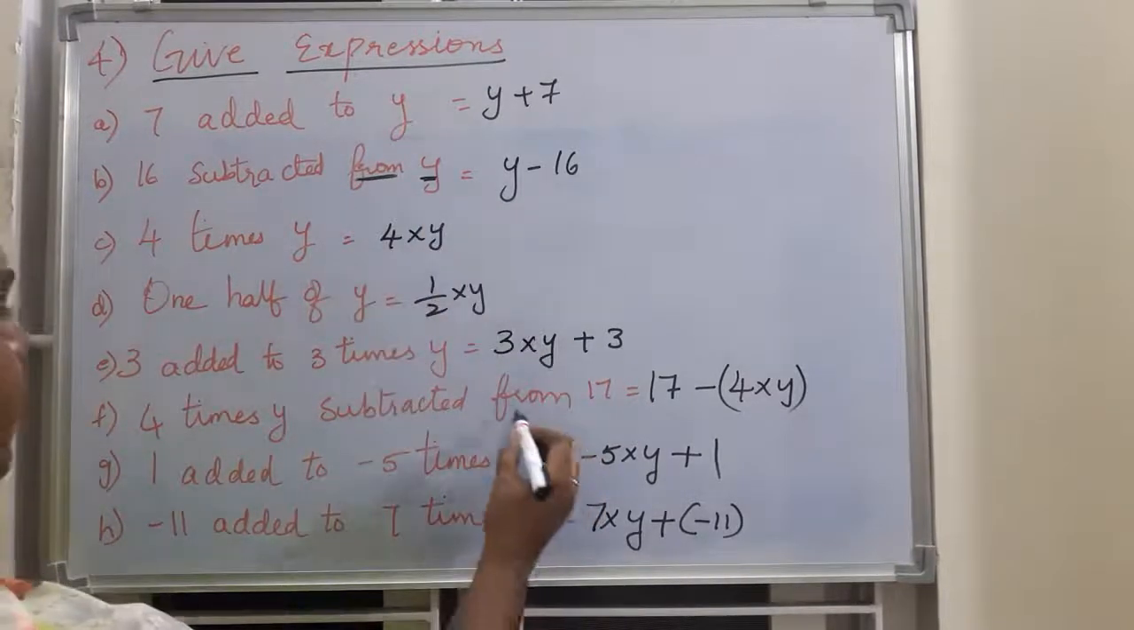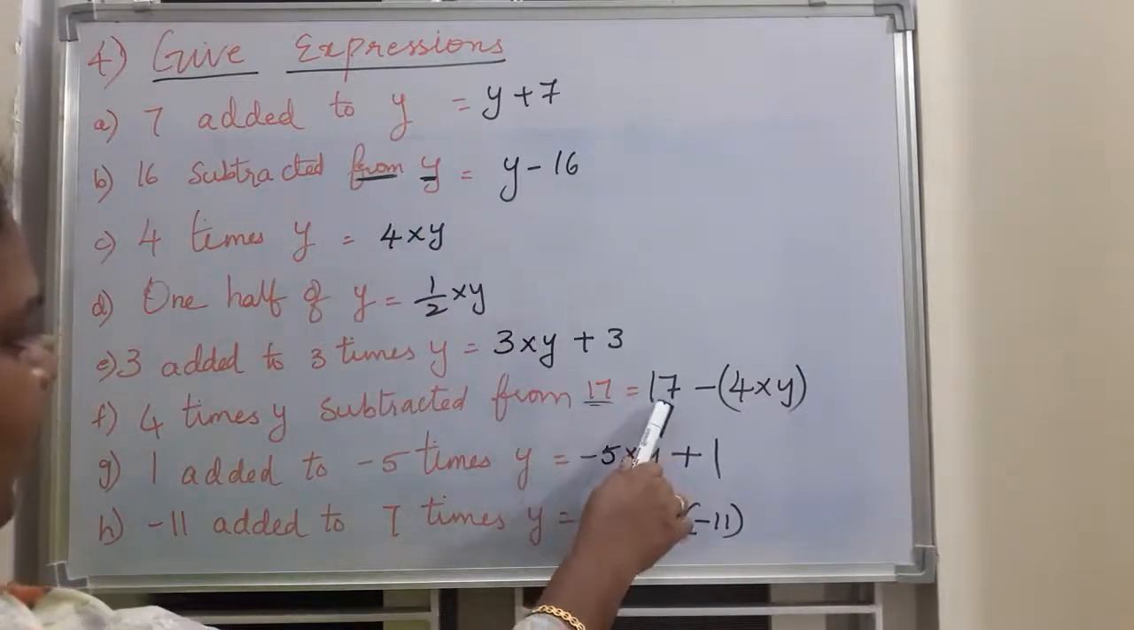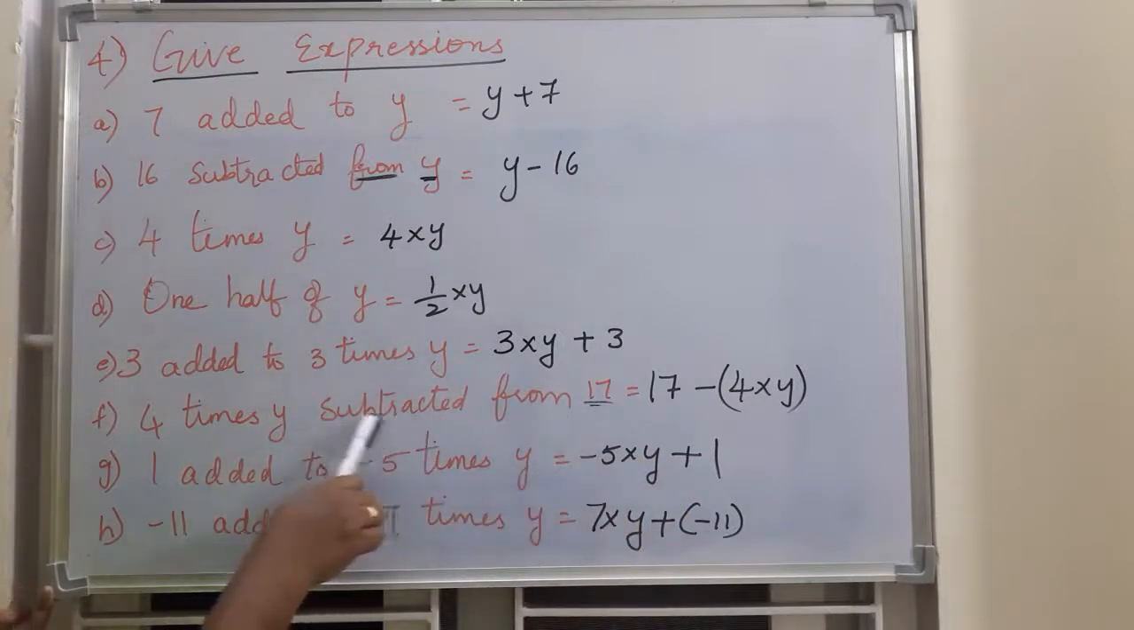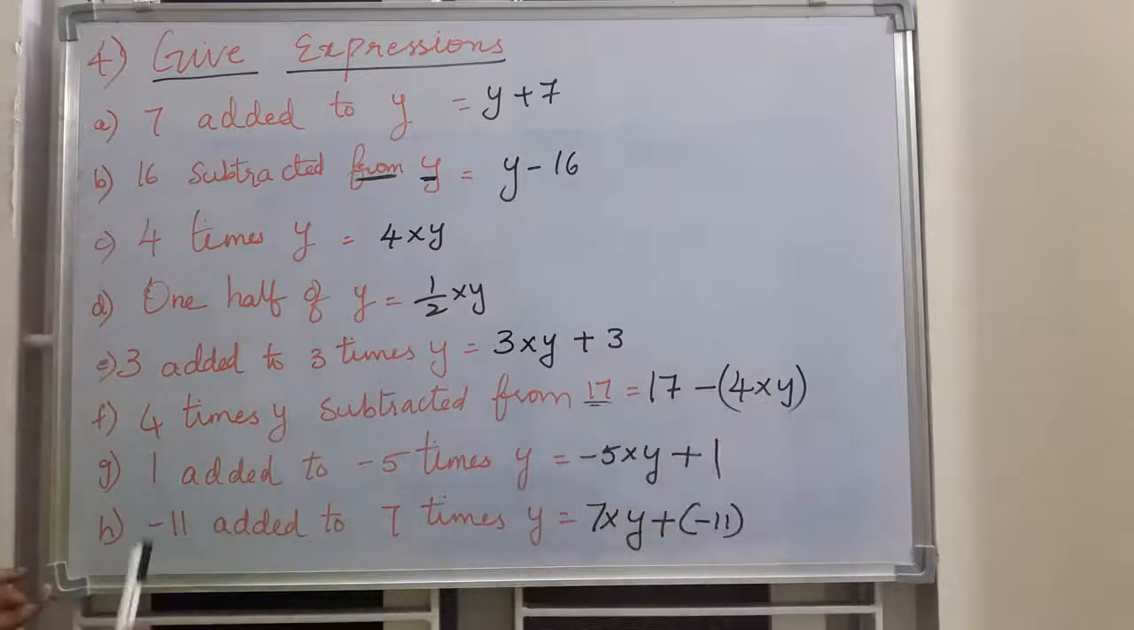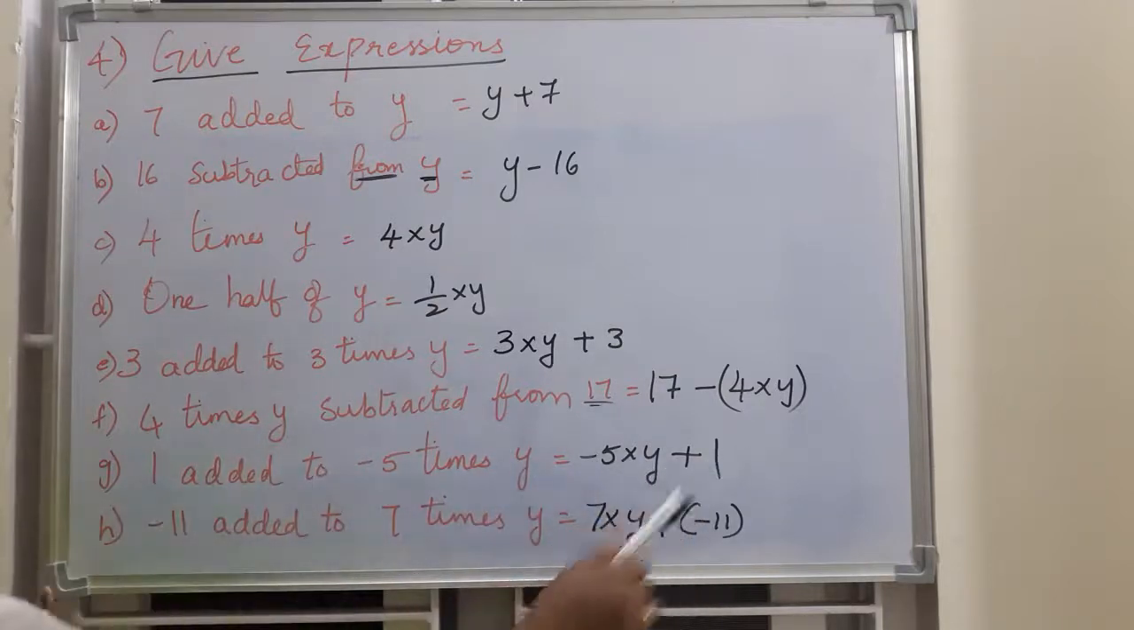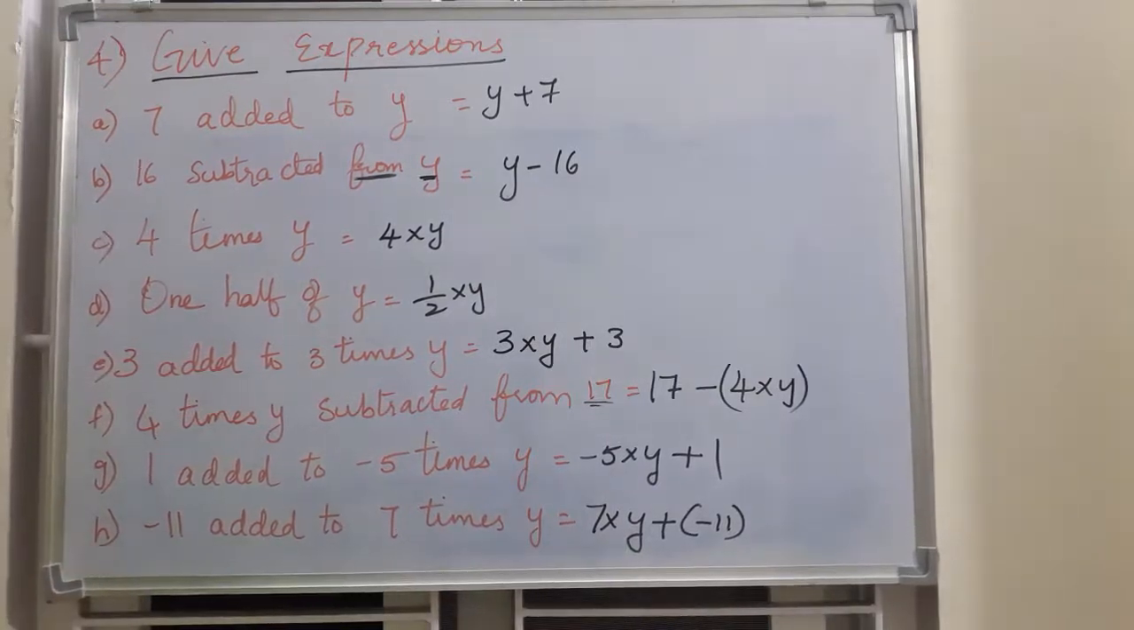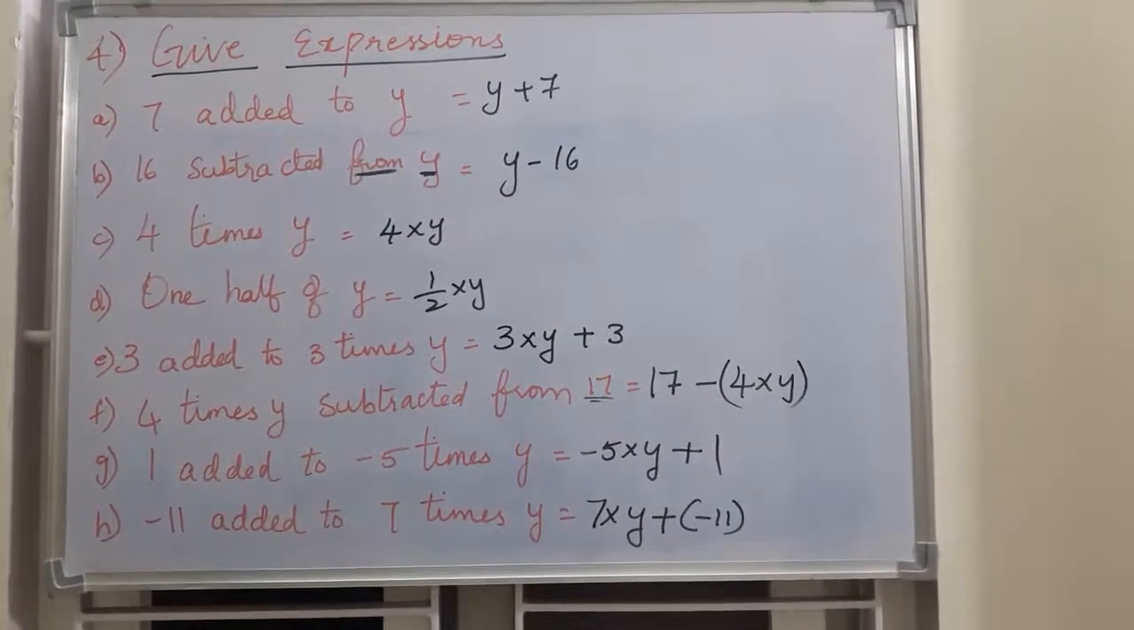4 times y subtracted from 17. I told you from means you should write this number first. So 17, from this 17 you have to subtract 4 times y. So minus 4 into y. 1 added to minus 5 times y. So minus 5 into y. First you have to multiply that. For that what you have to add? 1. So plus 1. Last one. Minus 11 added to 7 times y. So 7 times y is 7 into y. For that what you are adding? Minus 11. So you can just write it as minus 11. Okay children?